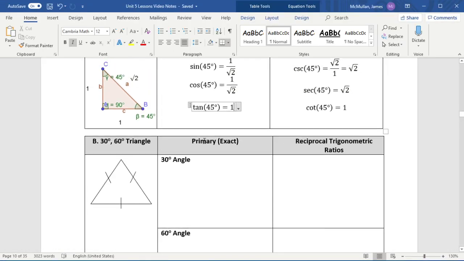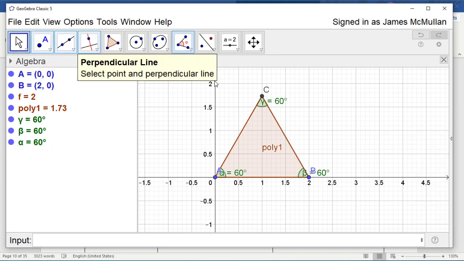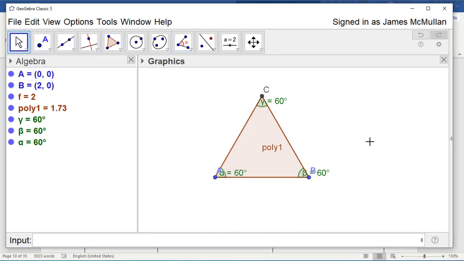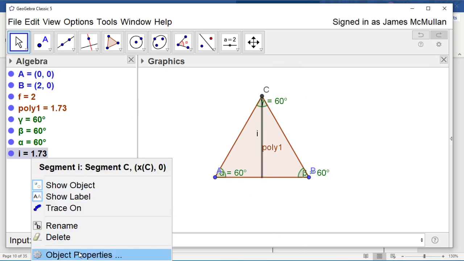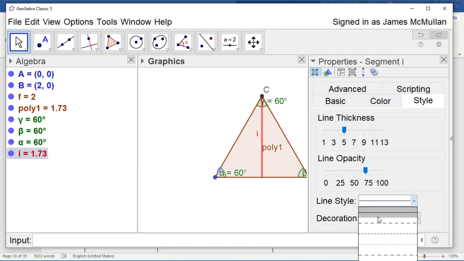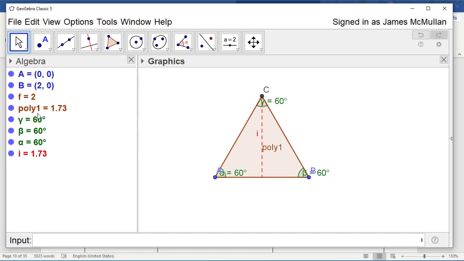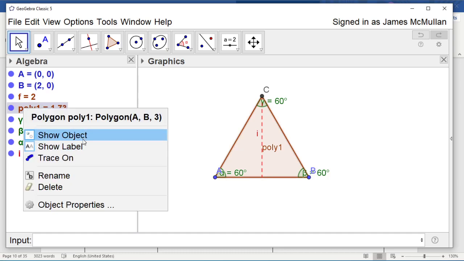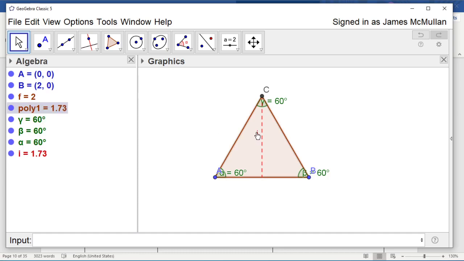Now, we can also use this idea to get some exact values in terms of trigonometric ratios. To do that, what we're going to do is draw a line segment from point C to point x of C, but y is 0. Okay, so we're going to split the triangle in half. Now when we do that, let's just change it so it looks a little bit different. Just don't show this object, or don't show the label, okay? Alright, so this is what we've got now.